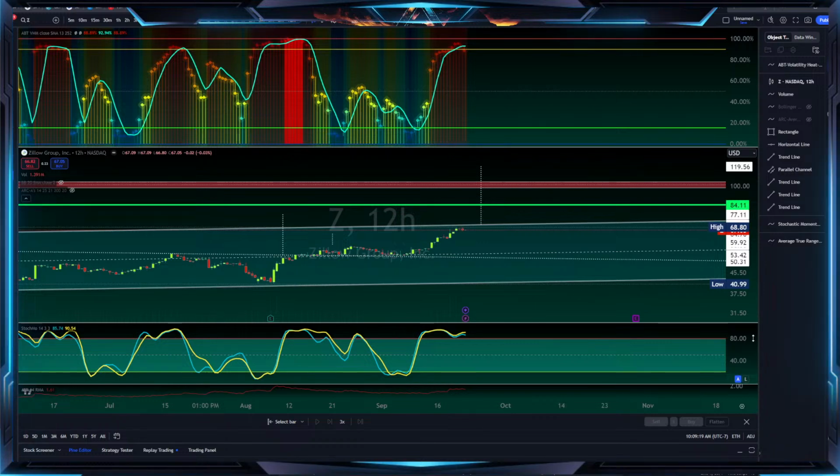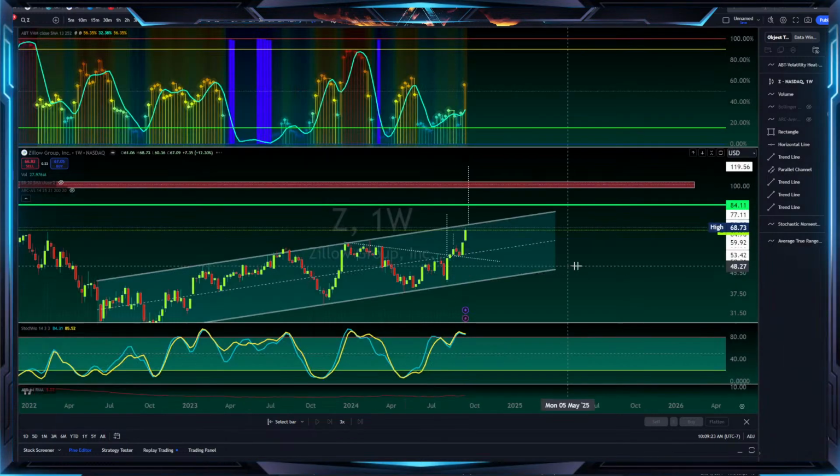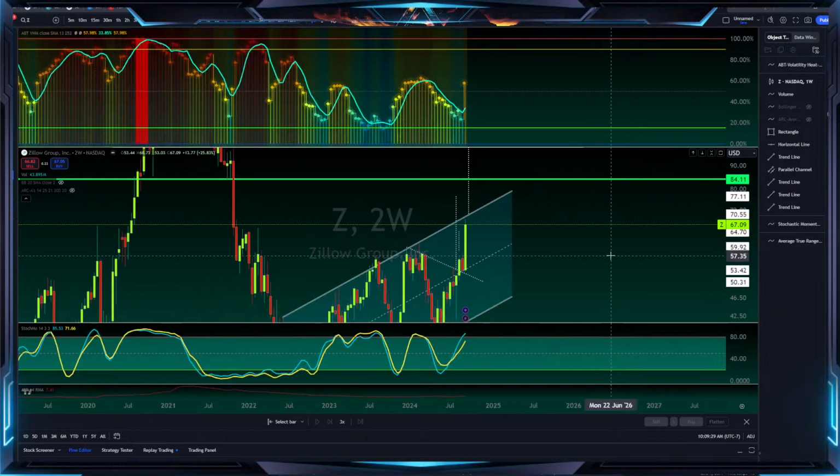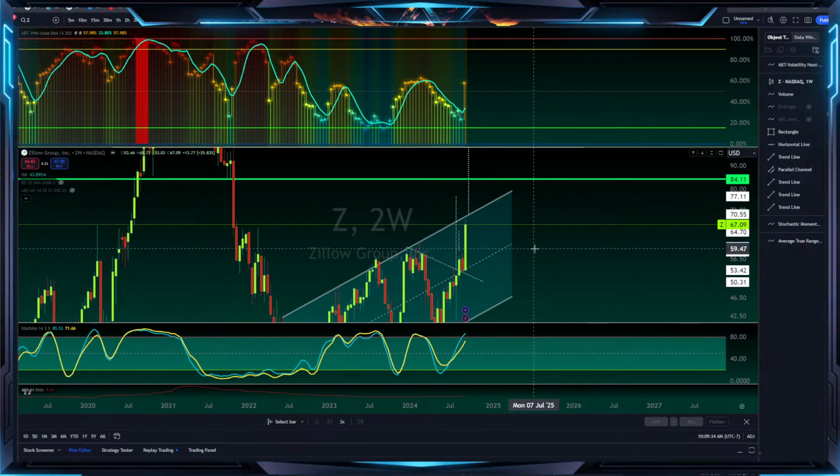We got a weekly close. The weekly time frame is indicating here a 50% prior bar retrace. But wait, we also got a bi-weekly. And what does the 50% of the bi-weekly tell you?